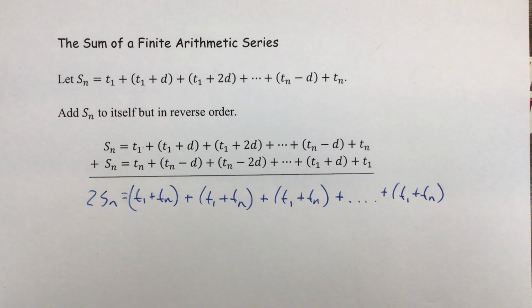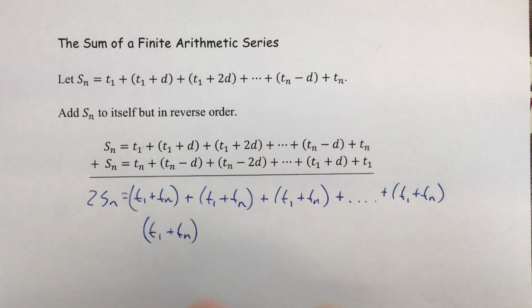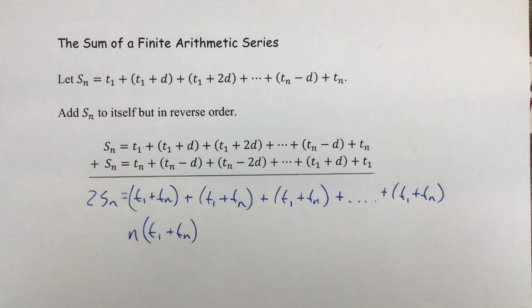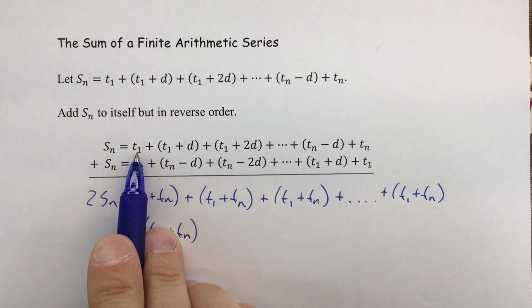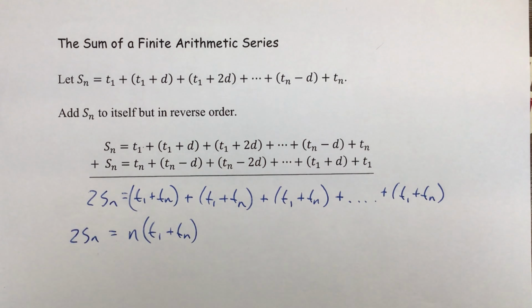In summary, what we can figure out here is that we have a lot of the same thing being added together. And using basic algebra, we could just express that as a sum, multiplied by the number of times they appear, which is going to be n times. You're going to end up with a total of n of these, because you have all the way starting from t1 to tn. So you're going to have a total of n of the same sums of the t1 and the tn. Okay, so that's going to be equal to 2sn.